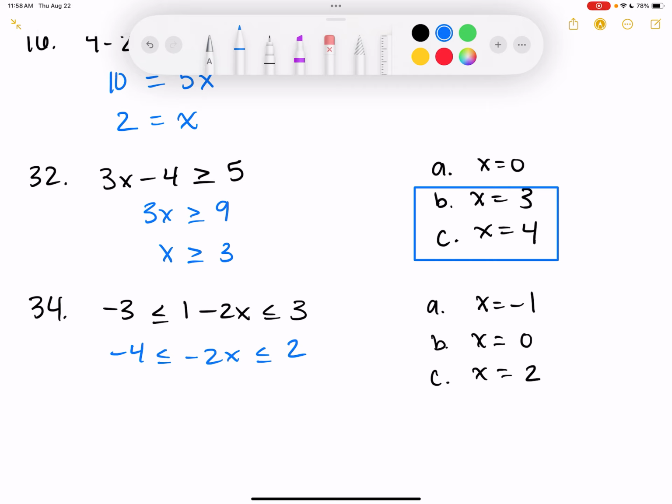And now what? Divide by negative 2, but change the sign since you're dividing by a negative. Yep, it's going to flip the inequalities because I divide by a negative. So that's going to give me a positive 1 on the left, 2 is greater than or equal to x, greater than or equal to negative 1. So, what answer options fit this criteria? A and C. All 3, right? Because it's or equal to, so all of the options work. Negative 1, 0, and 2 are all within that criteria.